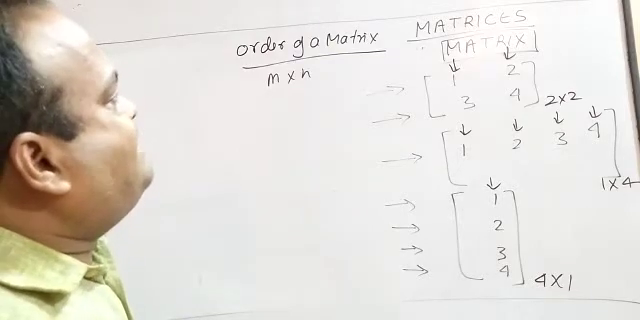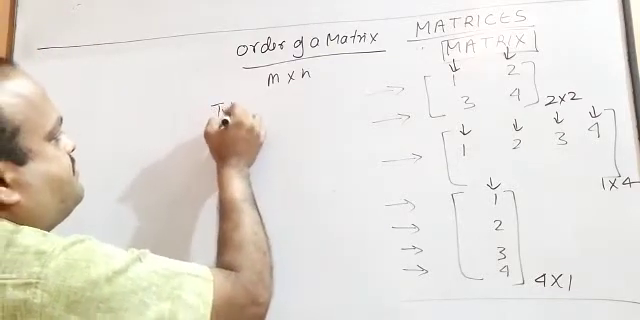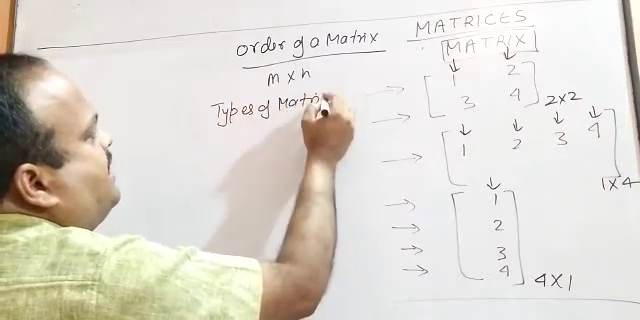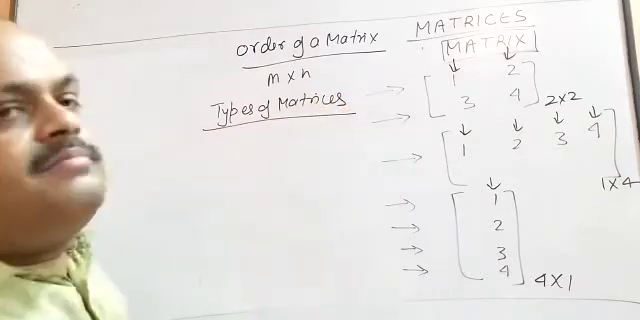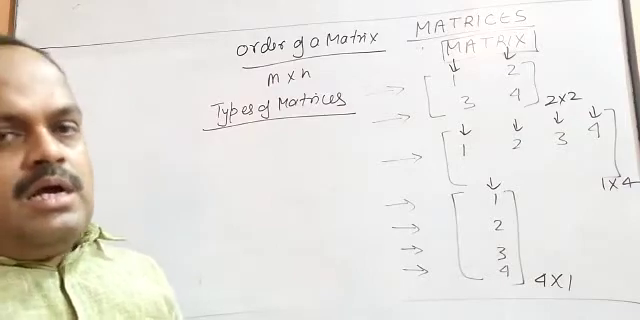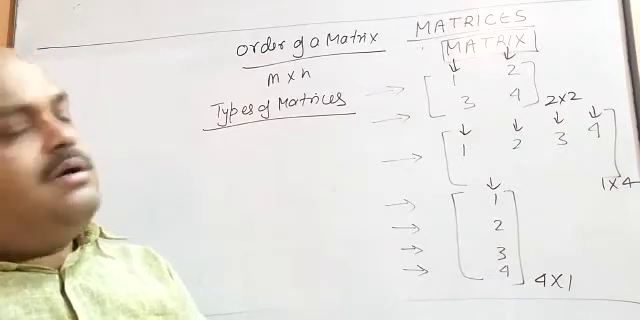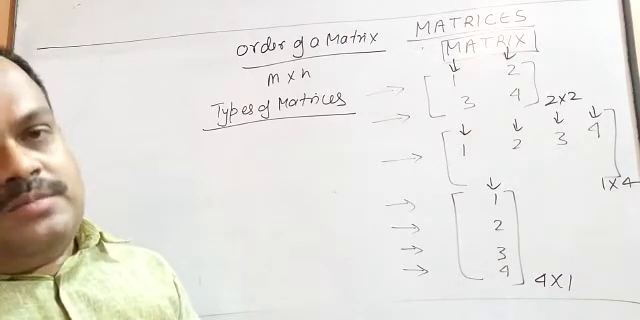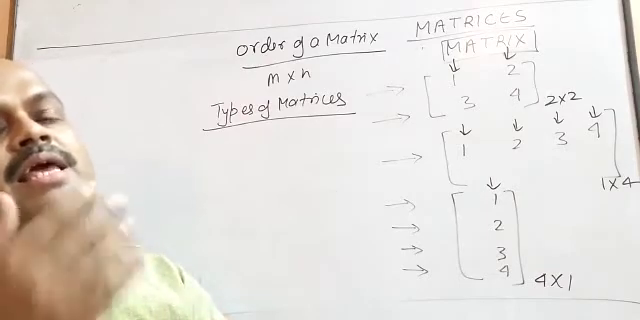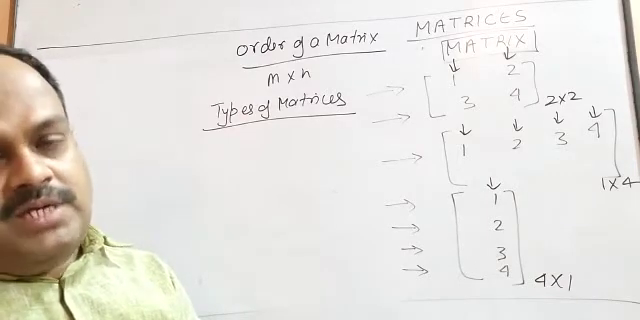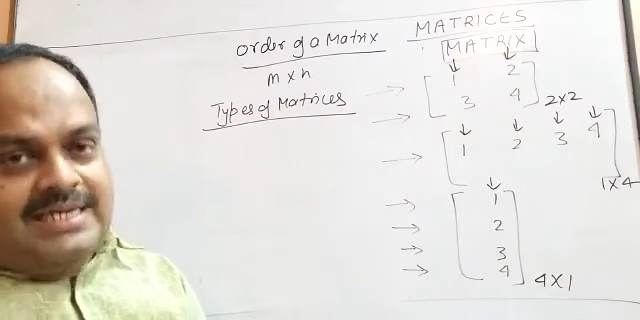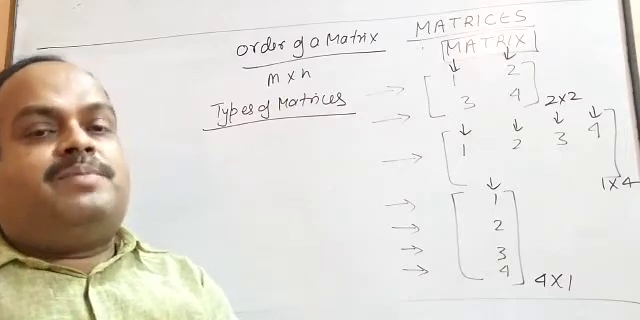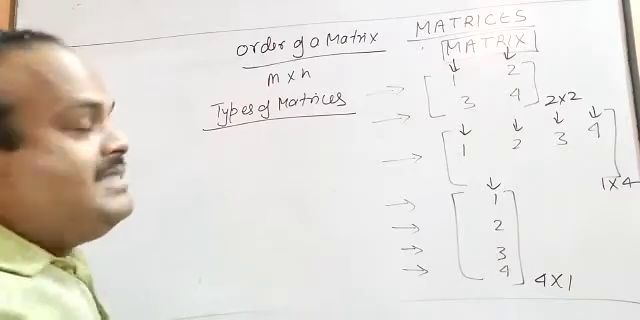Come to the types of matrices. And depending on the number of rows and columns, we give the special name to the matrices. We give the special name to the matrix if we see that a given matrix has a special characteristics. What are these characteristics?